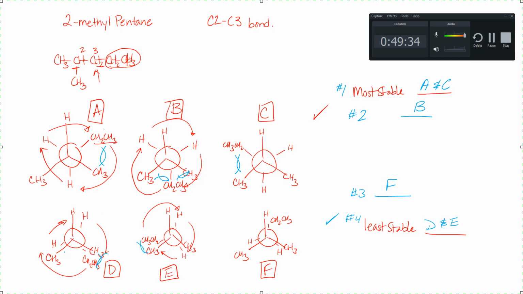Okay, so that's the end of this video, and in the next video we will start looking at another set of alkanes and their energies, and that's going to be a cyclohexane molecule, and that's what we'll look at in the next lecture video. So I will see you then.